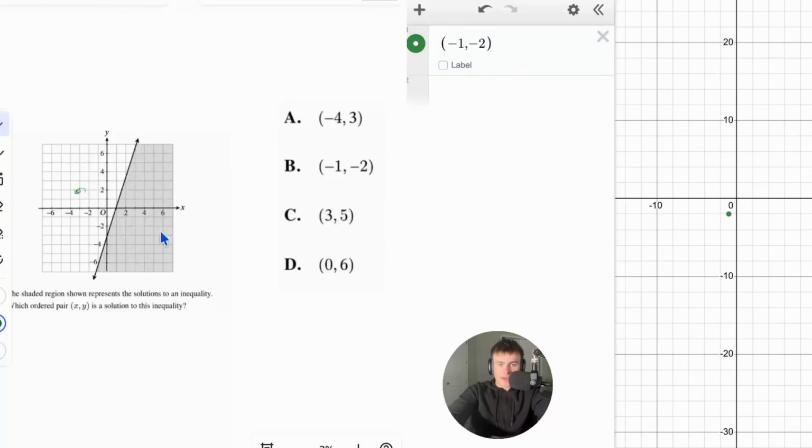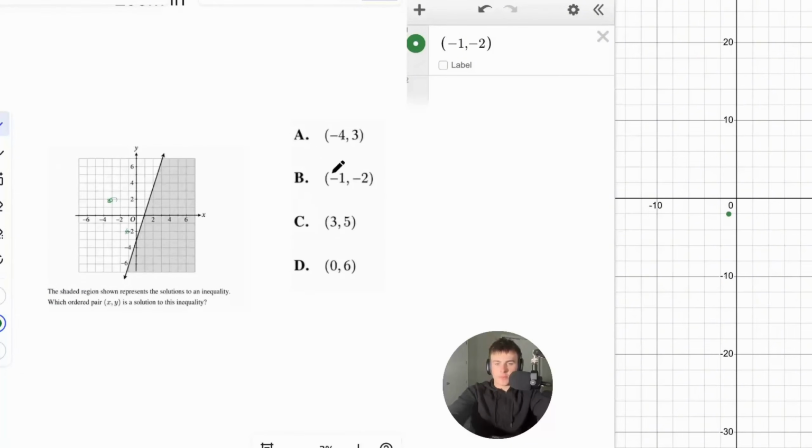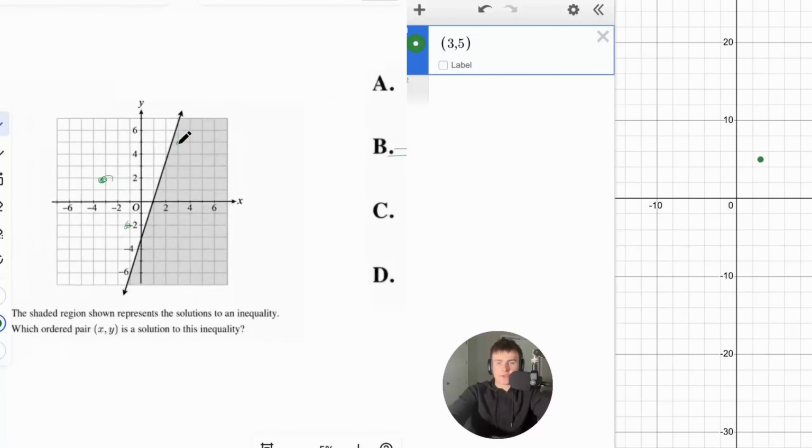So look at this. This is at -1, -2, which is going to be right here. If we zoom in, it's going to be this point right here. That is not inside of the region. So that's wrong as well. Let's try C. C would be 3 comma 5, which looks like this. If you look in the actual field, 3 comma 5 is going to be right here. That is inside. So the answer is C immediately.